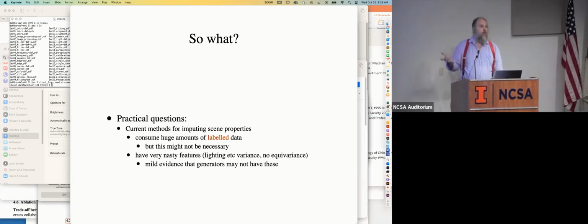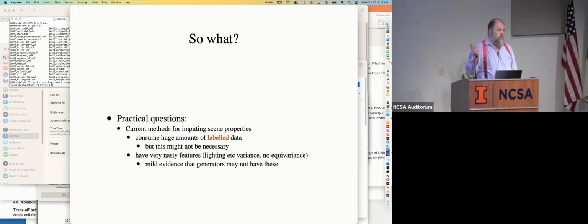Now, of course, there's so what, right? Mostly I've been describing amusing things about complicated computer vision toys. Will this change the world? And the answer is it might. There are some very practical questions that are of interest here. We have a lot of current methods for imputing scene properties like depth and normal. Albedo's a little bit shaky, but we've got them. And they have some really obnoxious problems.